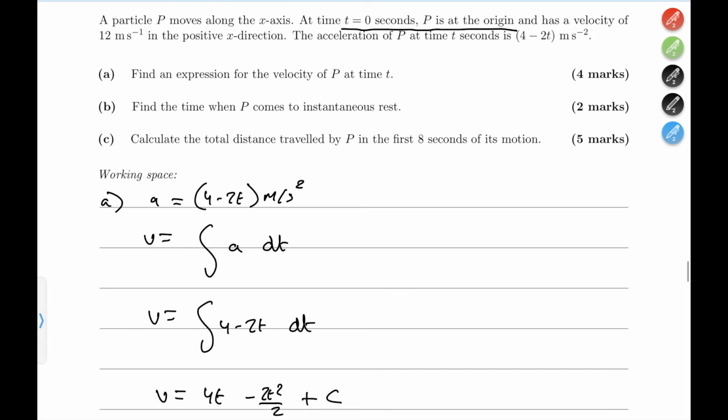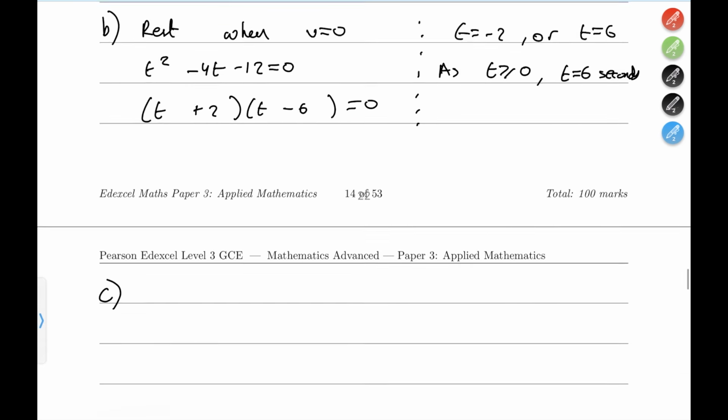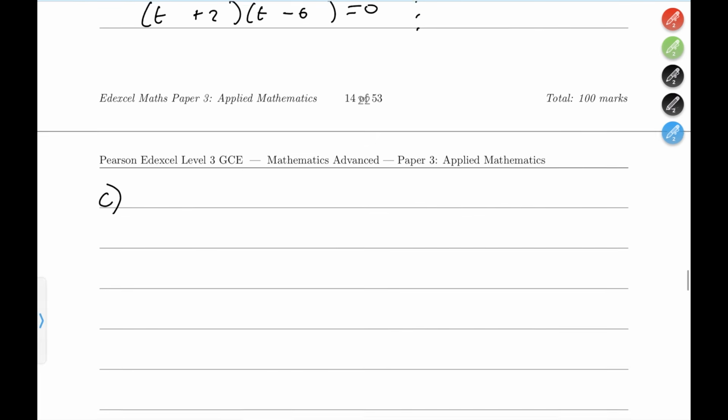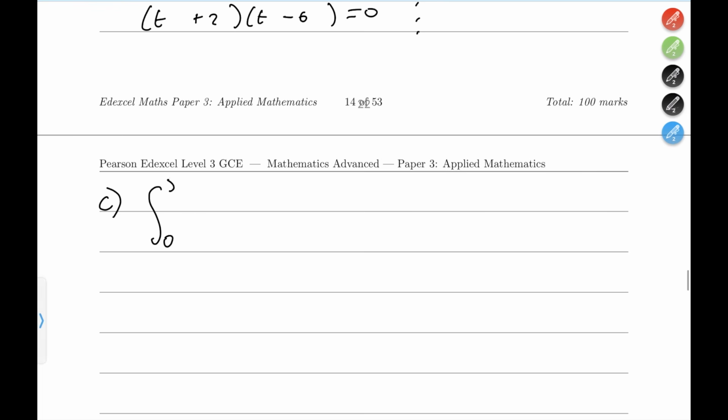So now, for part C, it wants us to calculate the total distance traveled by P in the first 8 seconds of its motion. It's important to understand why they have asked us part B. Why have they asked us to find the time when it comes to instantaneous rest? That is because they're trying to guide you to the right answer. Some people might just try to take the integral between 0 and 8 of the velocity. However, we have to consider the change in direction. It's come to instantaneous rest.